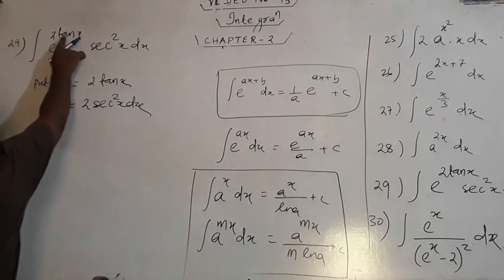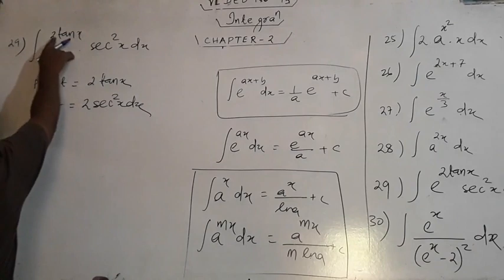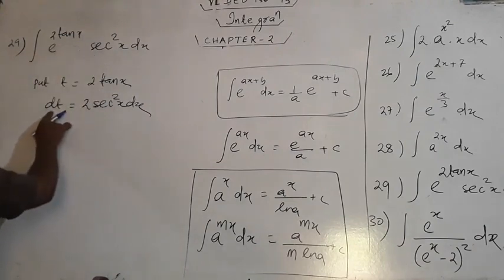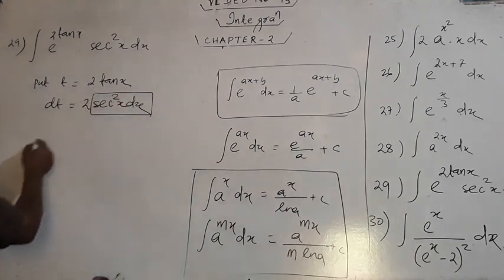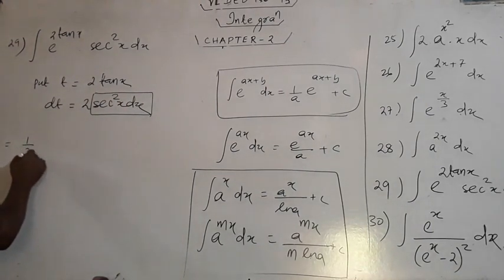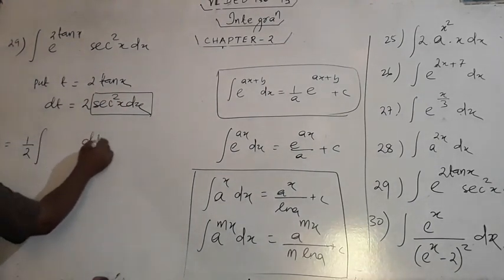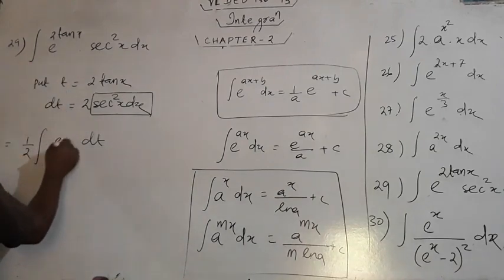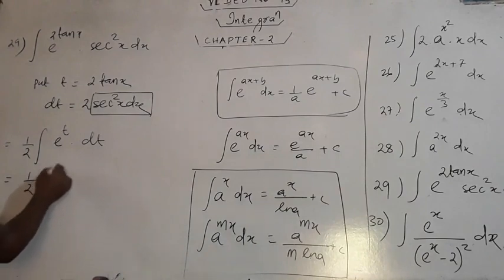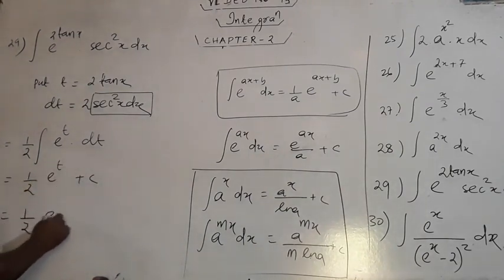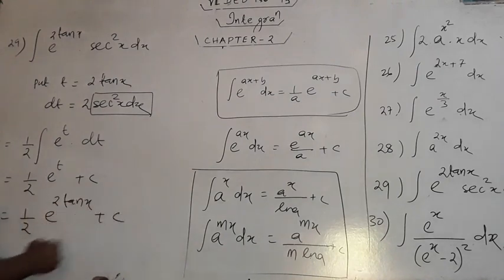As the derivative of tan x is sec square x, so put t is equal to 2 tan x. And dt is 2 sec square x dx. In place of sec square x dx, what you have to put? 1 by 2 dt. And it is e to the power t dt. It is e to the power t plus c. It is 1 by 2 e to the power t, which means 1 by 2 e to the power 2 tan x plus c. Okay.